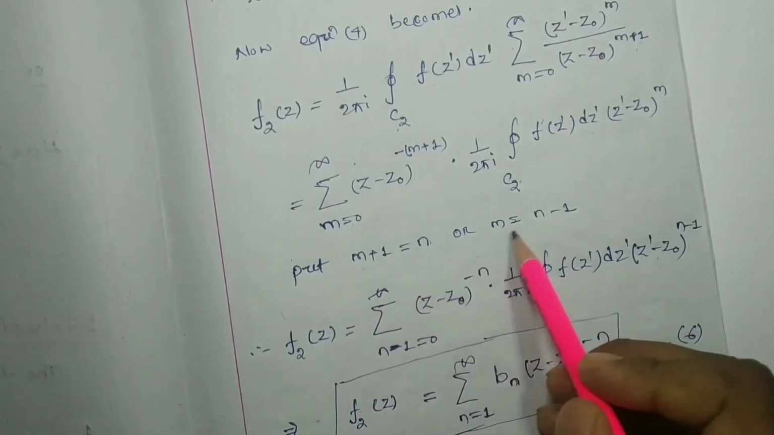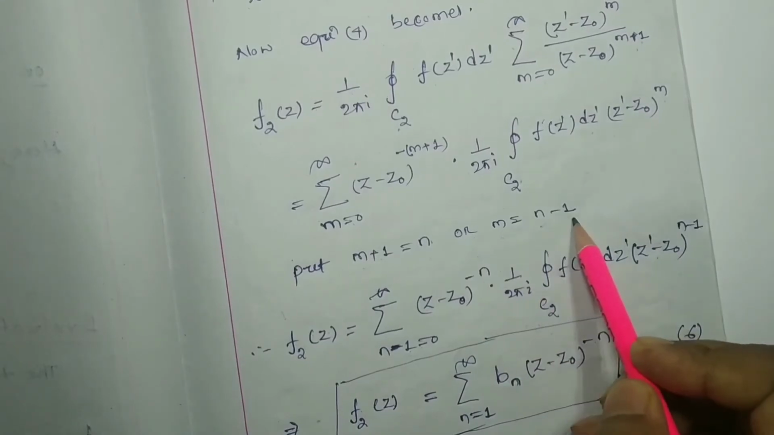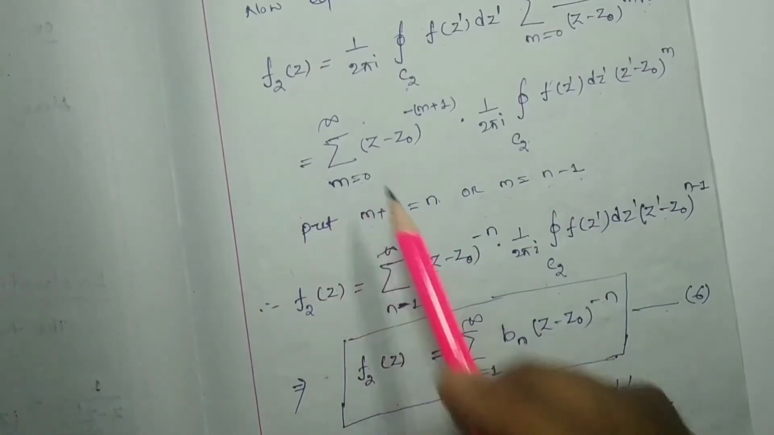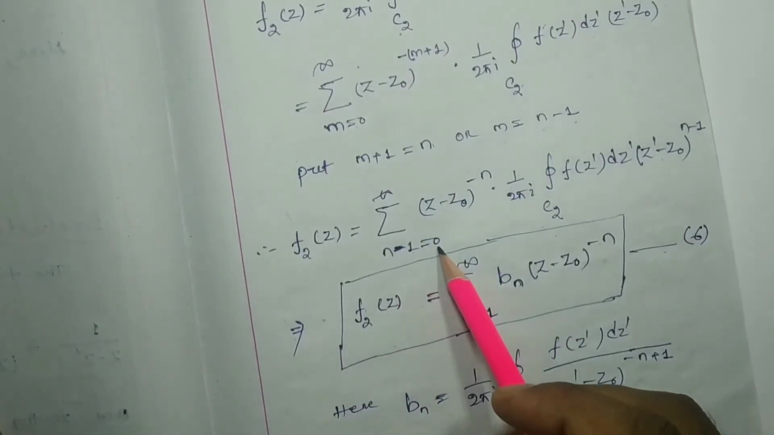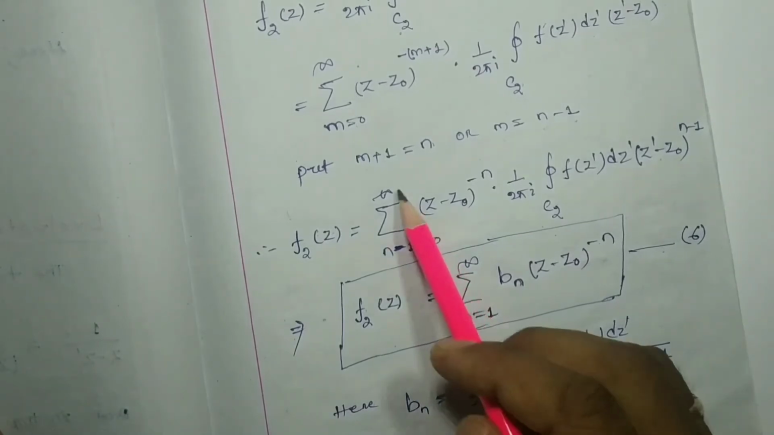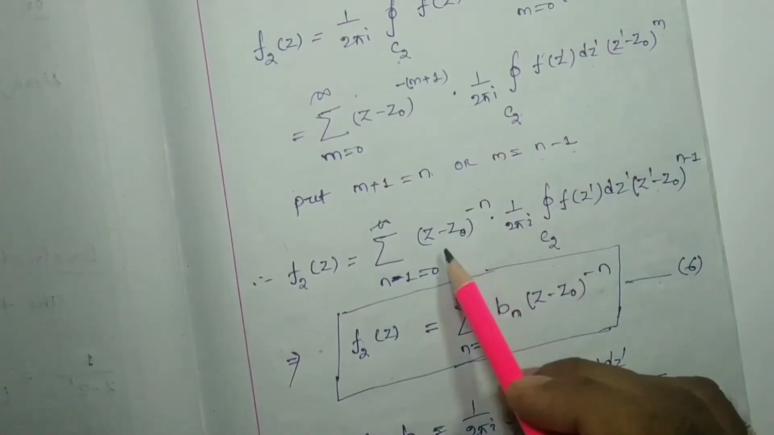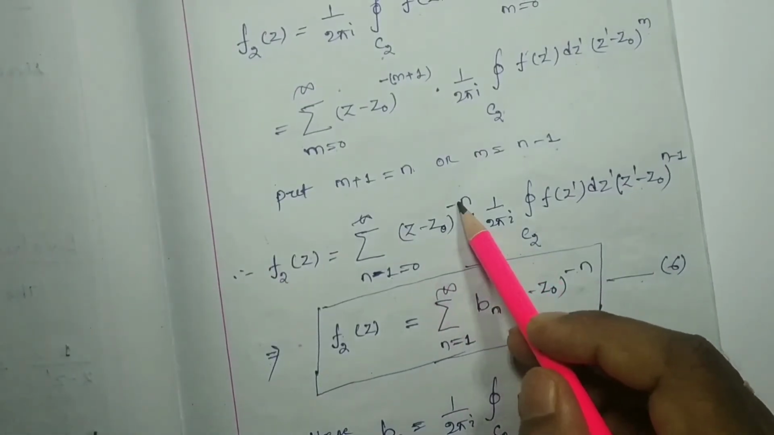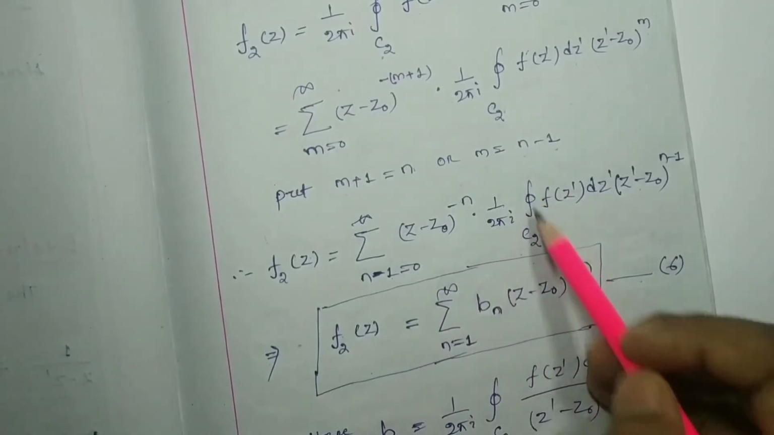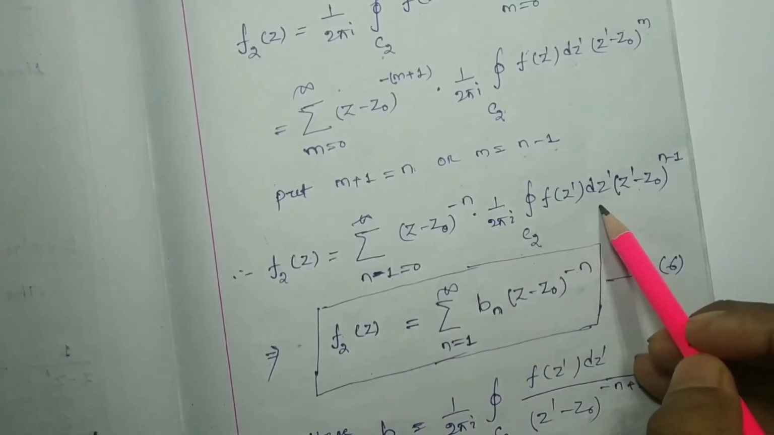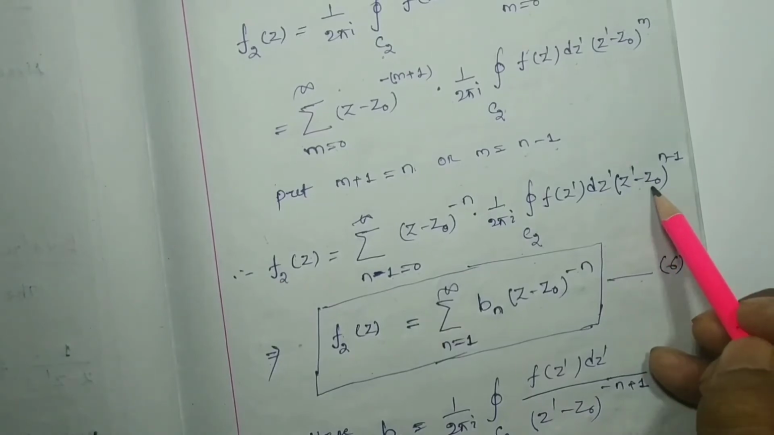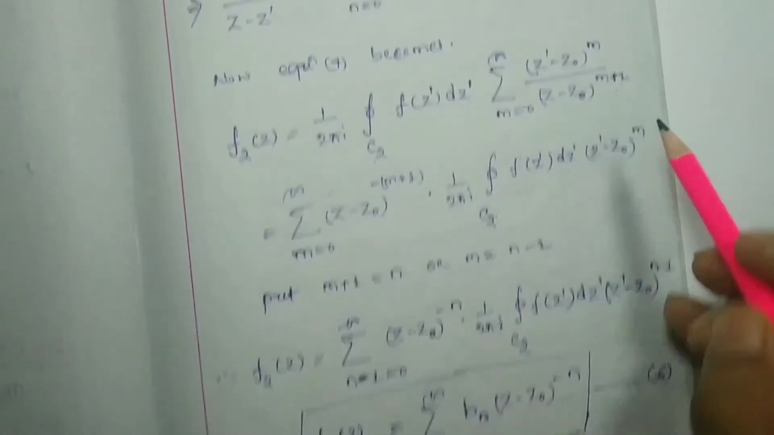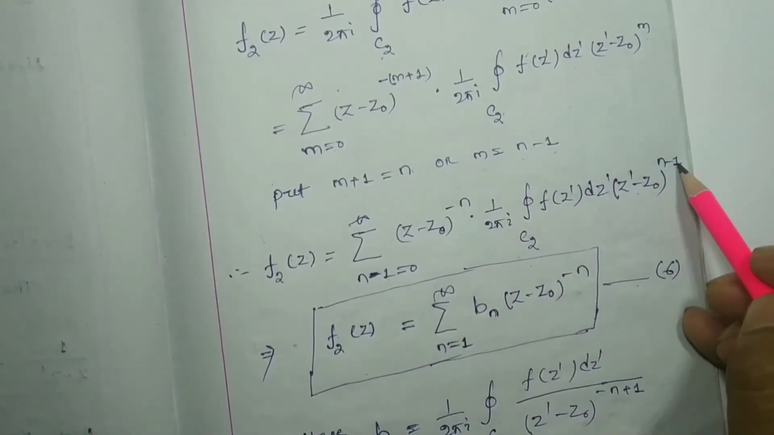That means m can be written as n minus 1. So instead of m we can write n minus 1 equal to 0 to infinity, this whole (z minus z0) to the power minus n, because we consider m plus 1 as n, so (z minus z0) to the power minus n into 1 by 2 pi i, closed integration over C of f(z') dz' over (z' minus z0) to the power m, here m is nothing but n minus 1, right?